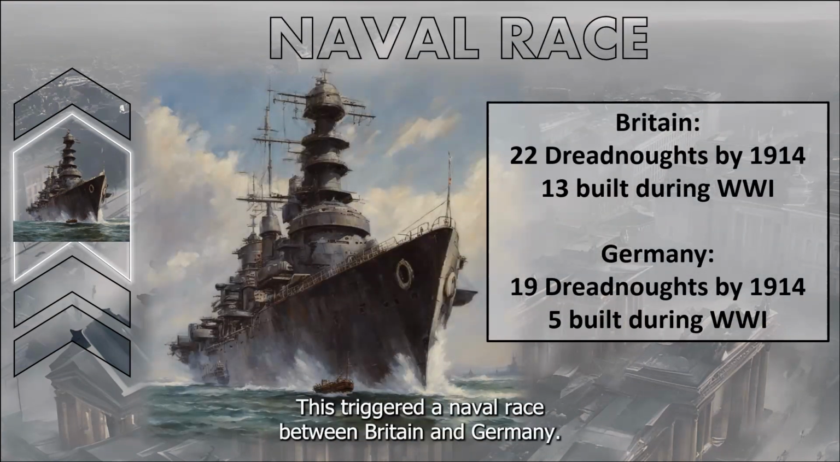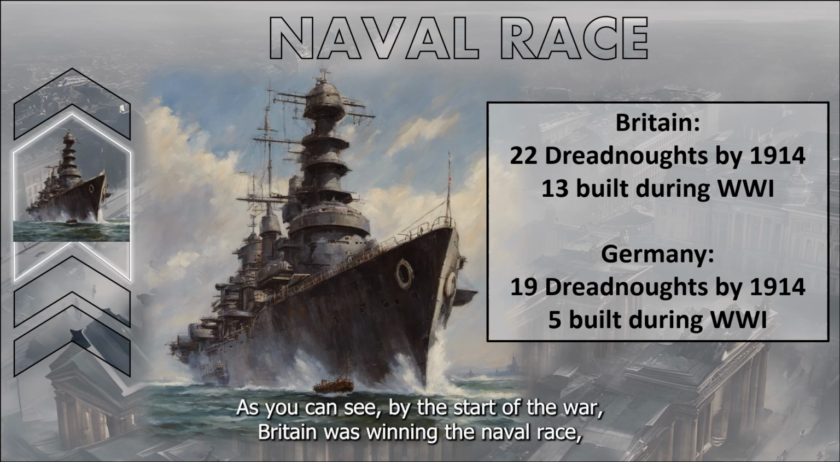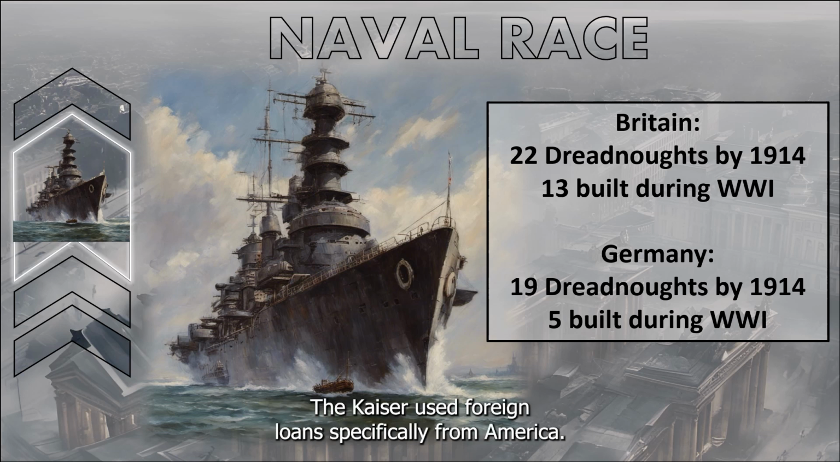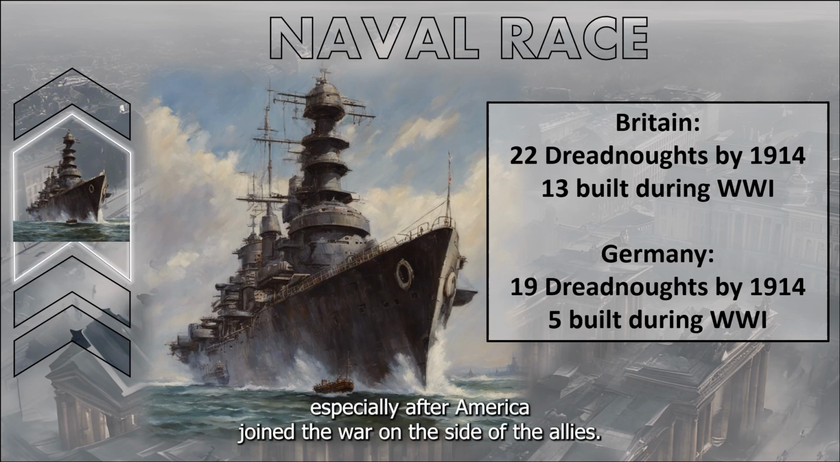This triggered a naval race between Britain and Germany. The focus was on battleships, namely dreadnoughts. As you can see, by the start of the war, Britain was winning the naval race, but Germany wasn't too far behind. To fund this huge armament program, the Kaiser used foreign loans, specifically from America. This would have a devastating impact on the German economy, especially after America joined the war on the side of the Allies.